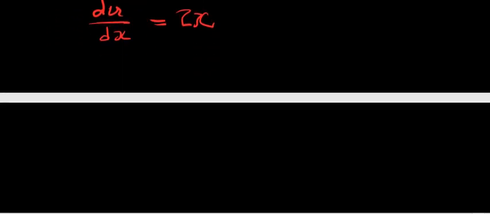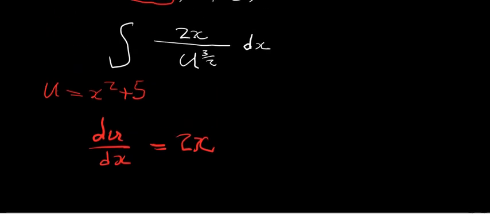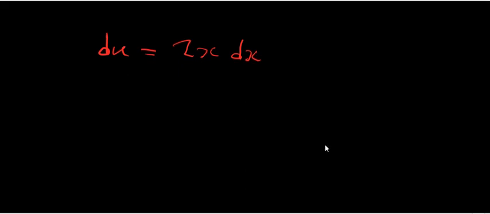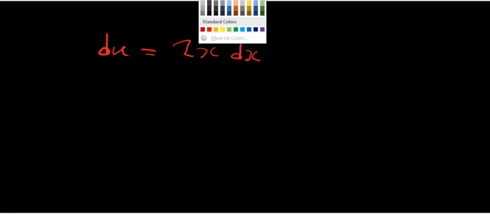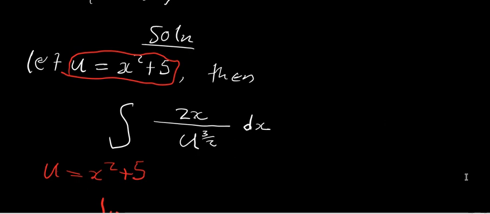From here, I can easily make du the subject of the formula. By cross multiplying, I'm going to find that du is simply equal to 2x dx. If you are observant, you'll notice that du has become the numerator, which is this one and that one. So you can easily replace from there. Since we have that, it's very possible for you now to replace and work it out. So the expression we are going to have at this moment is as follows.